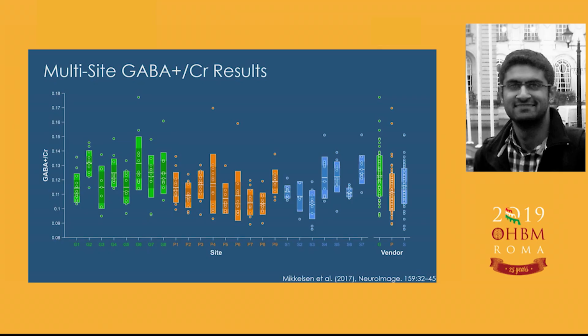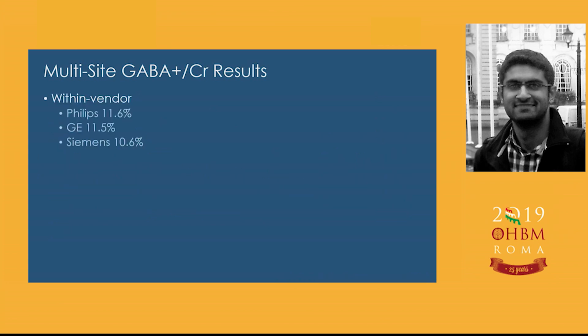However, I'm more interested in this particular data, which is the GABA to creatine results. Here, data from GE are presented as green boxes, Philips as orange, and Siemens as blue. You can see that there's overall agreement across sites and across vendors. However, there's also variation that we need to look into. Within each vendor, that is within Philips, Siemens, and GE, you have variation as well, about 11.5% for Philips and GE, and slightly lower for Siemens. If you combine the whole data set, you have about 12% variation.